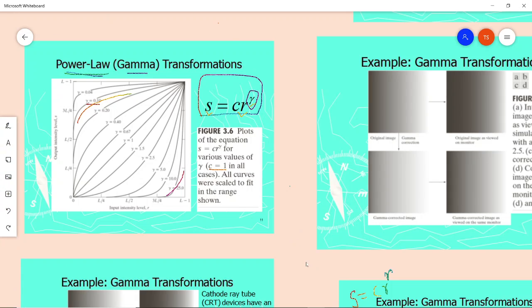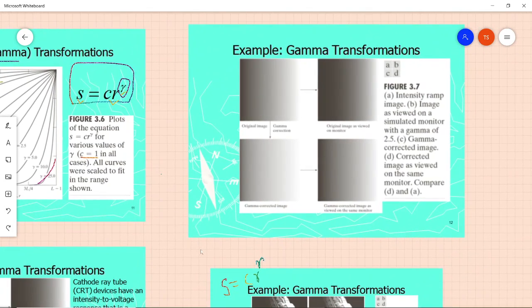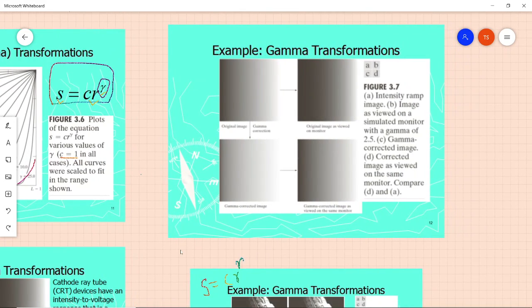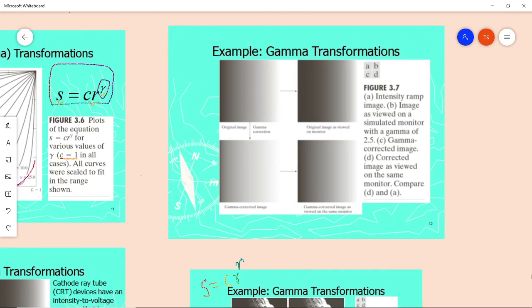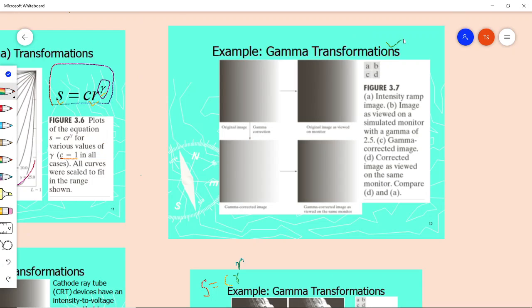Now I'll show some differences between the original input image and the image after applying gamma transformation, and where we apply these gamma power law transformations. Whenever we see the input and output differences after applying transformations, we will get clarity on how to use them and where we apply all of these. This is the example for the gamma transformations. On this board we are discussing various types of transformations. So this is the original image.